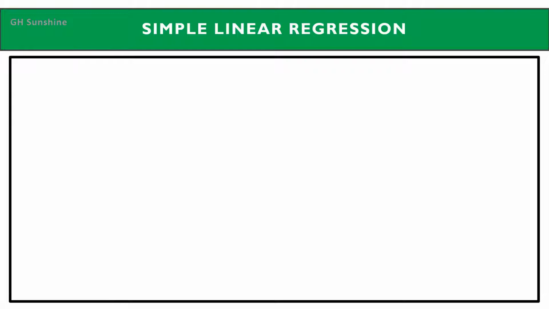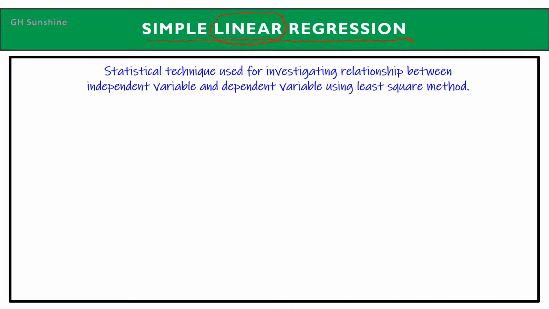From correlation coefficient, we proceed to simple linear regression. In simple linear regression, linear means that the power of x, the independent variable, equals 1. Regression is a statistical technique used for investigating the relationship between the independent variable and dependent variable using the least square method.